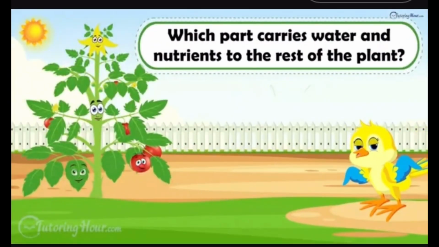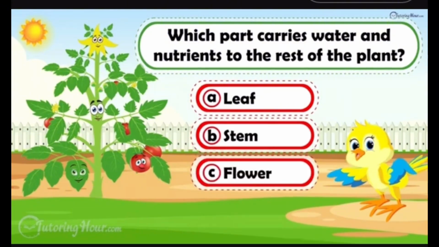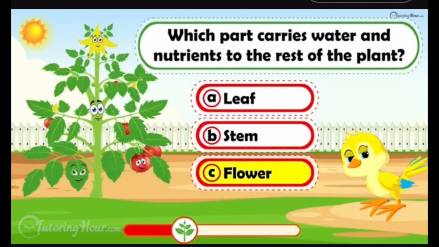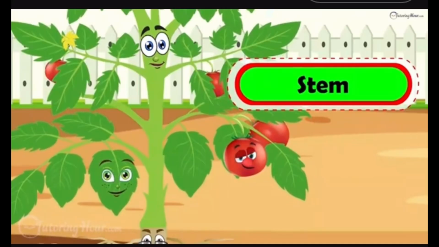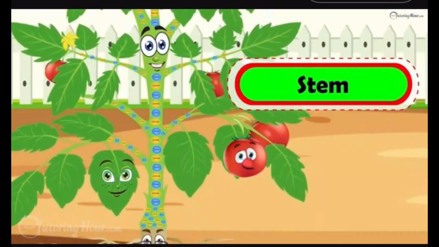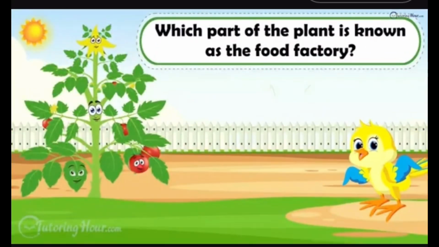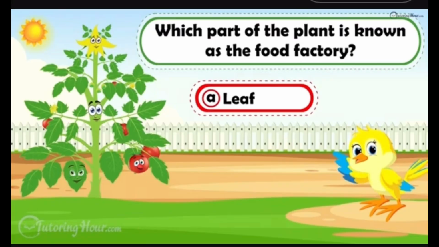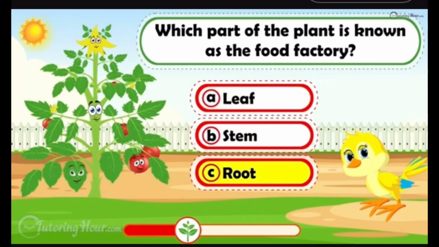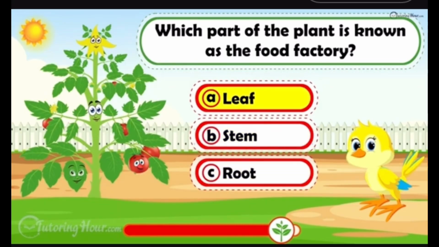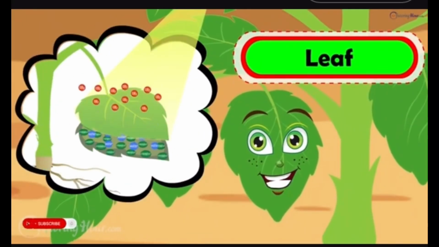Which part carries water and nutrients to the rest of the plant? Is it A, leaf, B, stem, or C, flower? It's me, the stem. I move water and nutrients from the roots to the leaves and carry food from the leaves to other parts. Which part of the plant is known as the food factory? Is it A, leaf, B, stem, or C, root? It's me, the leaf. I use sunlight, water, and carbon dioxide to prepare food for the plant.